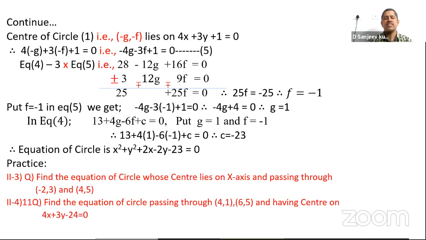So the equation of the circle is given as x square plus y square plus 2x minus 2y minus 23 is equal to 0. This model of problem can be asked for a 4 marks question. It's a 4 marks question model in the IP examination.